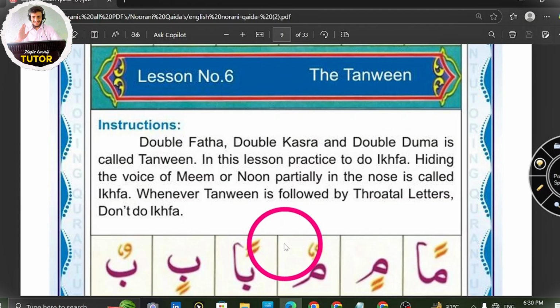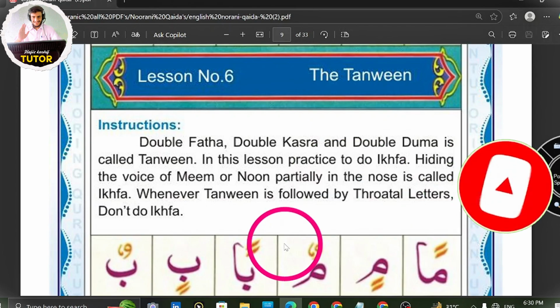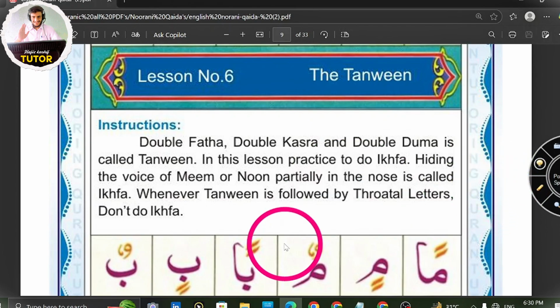In this video you will learn what is fatatain, kasratain and dammatain, like double fatha, double kasra and double damma. So without any further delay, let's begin.